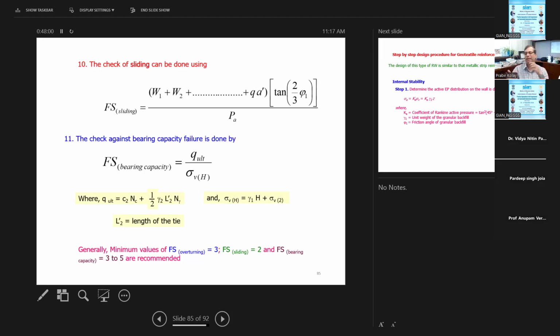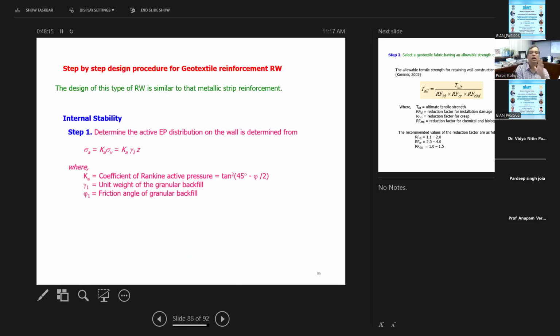So the idea is basically you need to calculate the factor of safety of breaking and pull-out. That is the internal stability. And external stability is the same thing as for the conventional retaining wall design: factor of safety for sliding, overturning, and bearing capacity. So now this is for the geotextile material over here. Earlier it was a metal strip. This is a similar thing.